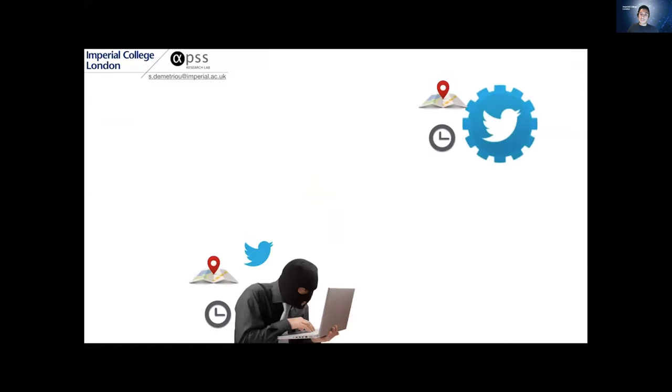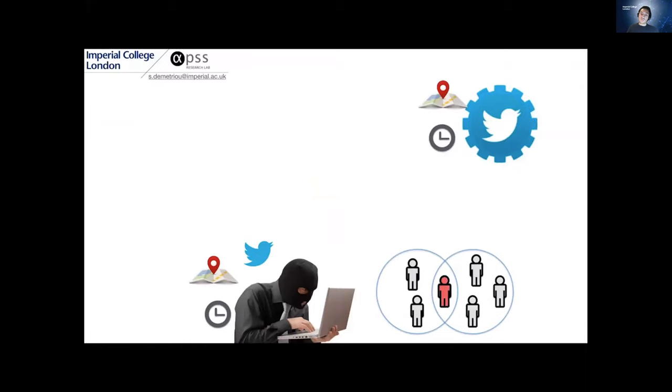Now they can just simply invoke the public Twitter API, which is going to respond with a set of Twitter users that have posted a tweet at those particular times around that particular location. So if we repeat the process for every detected tweet, then we can uniquely identify the user of the device, essentially compromising both the location and identity here.